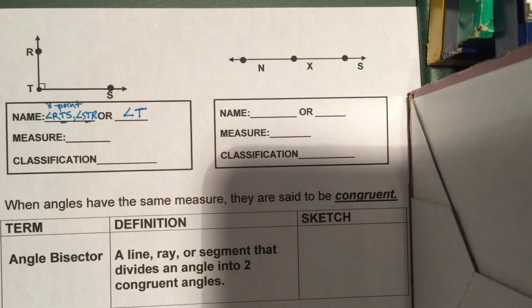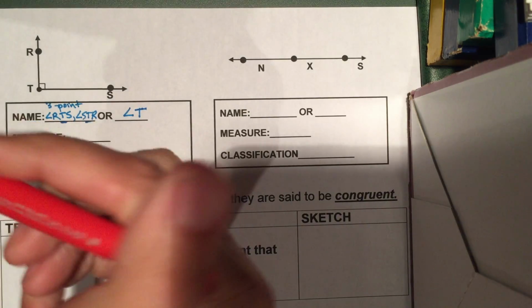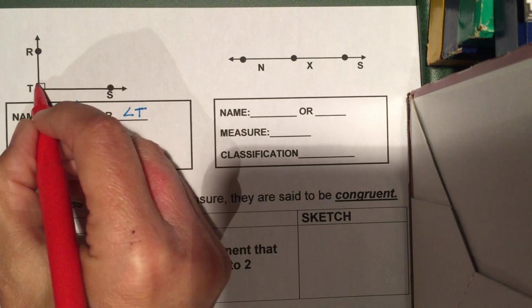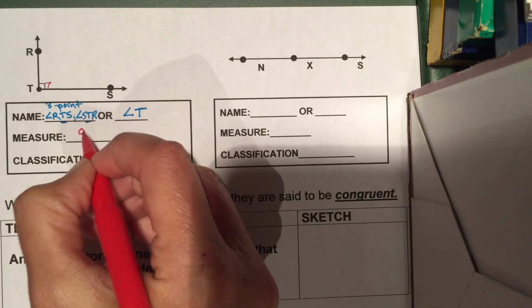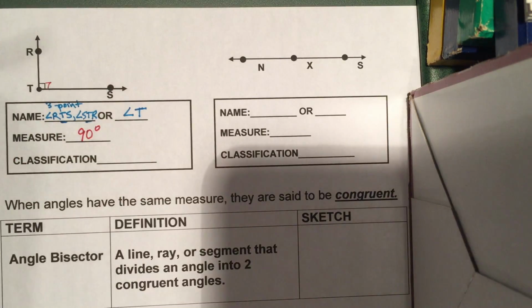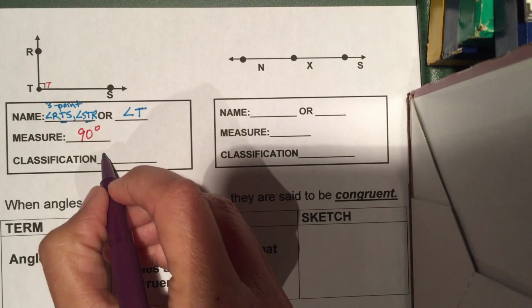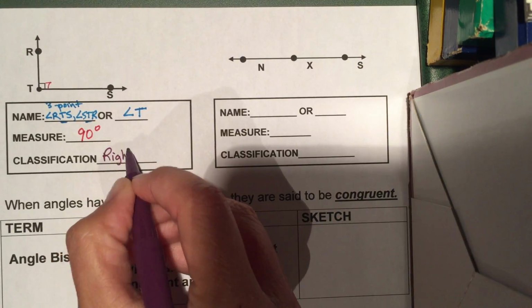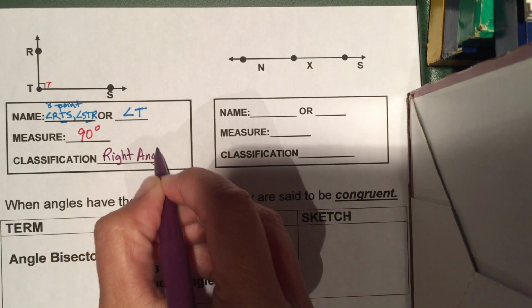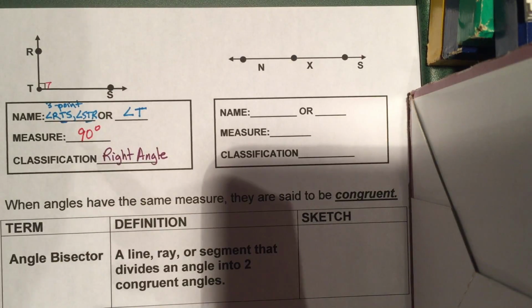The measure of this angle, because I'm looking at this symbol right here, that means perpendicular, that means a right angle, the measure is 90 degrees. Therefore, since it's a 90 degrees, it is a right angle. Remember, all right angles are 90 degrees.